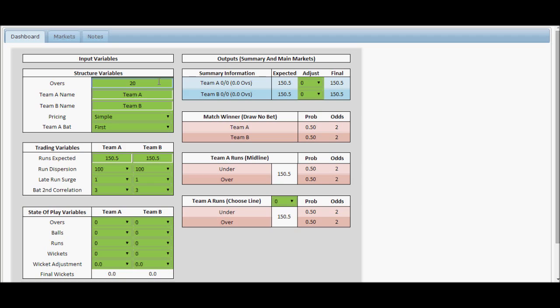Okay, in the first part we got through all the stuff on the left hand side of this dashboard tab, so we'll just move on to the right hand side now. We'll just continue to work through the green cells, which is basically all the things that you can play with. So the next thing here is an adjustment.